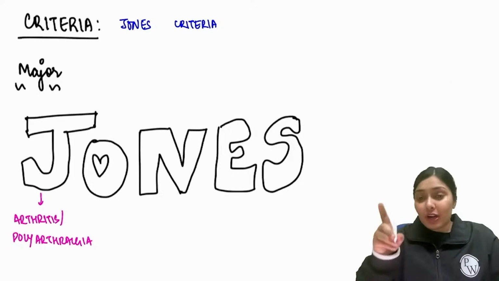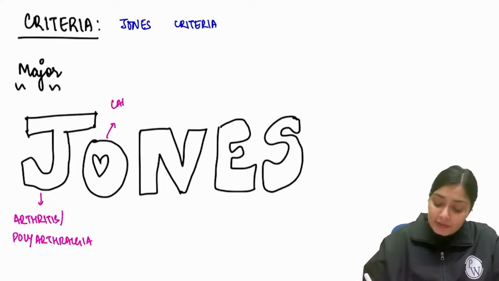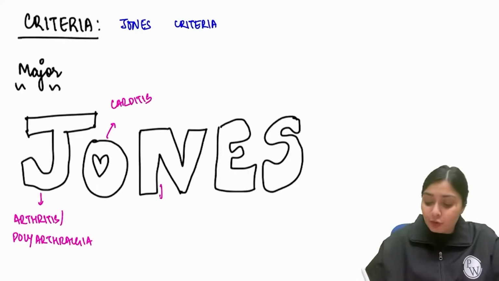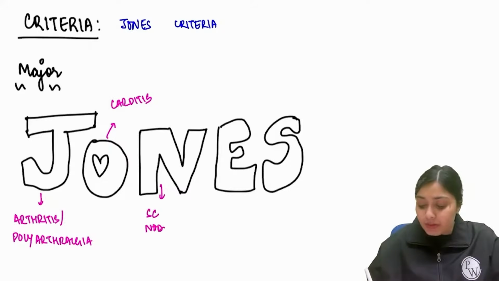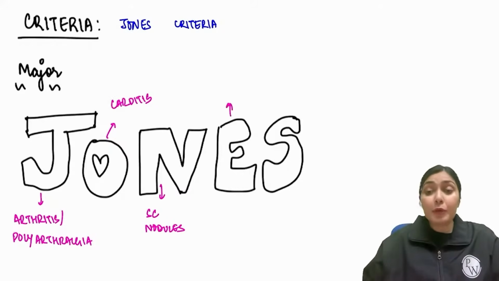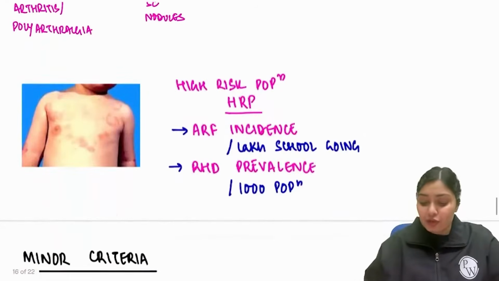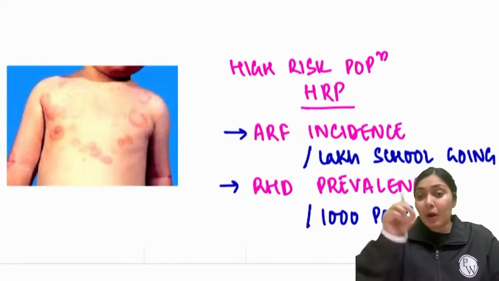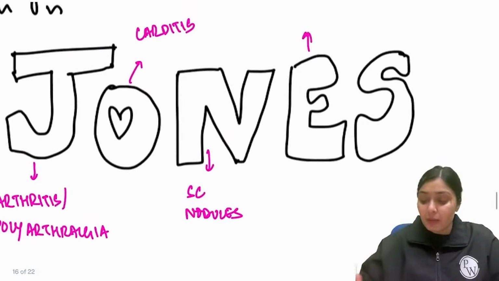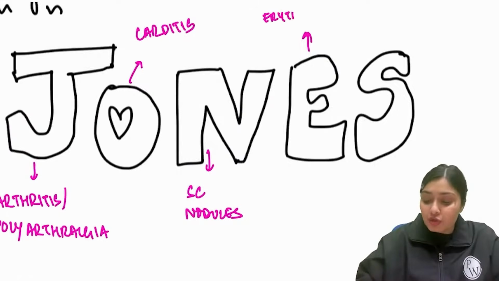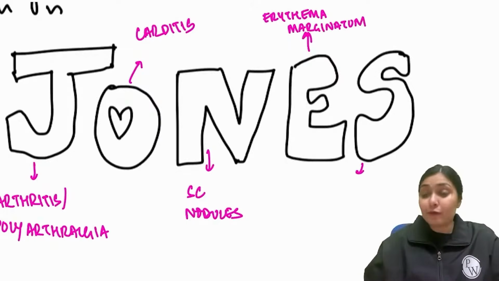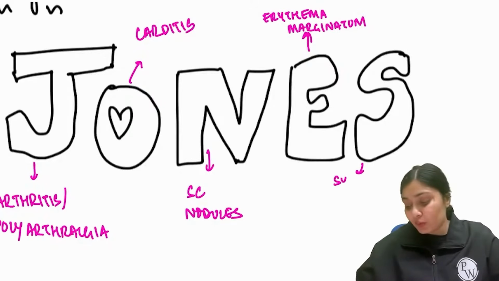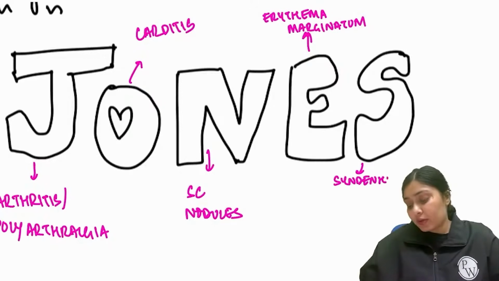In O, I have drawn a heart. This is for carditis. N is for nodules. They have subcutaneous nodules. E is for a particular rash that we see over here. Can you see the rash over here? The margins of this rash are red. Red means erythema, and the margins are red. So this is known as erythema marginatum. And lastly, S is for the chorea that we see over here, Sydenham's chorea.